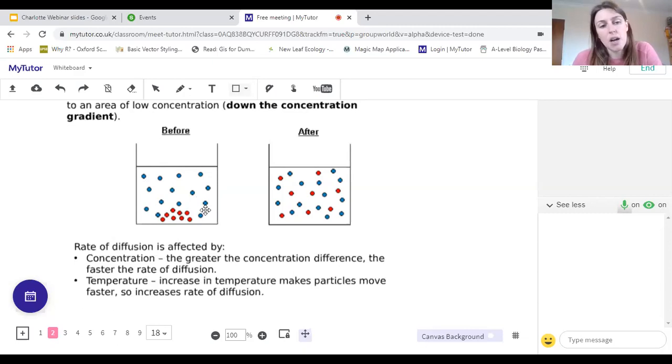If you had a couple of red dots at the top, there would be less of a difference. There would be a smaller difference in concentration between the top and the bottom. And so the rate of diffusion, the spread of those red particles to the top of the beaker, would be slightly slower. In a sense, if you're talking about going down the concentration gradient, if you think of that as a slide, the slide wouldn't be as steep.